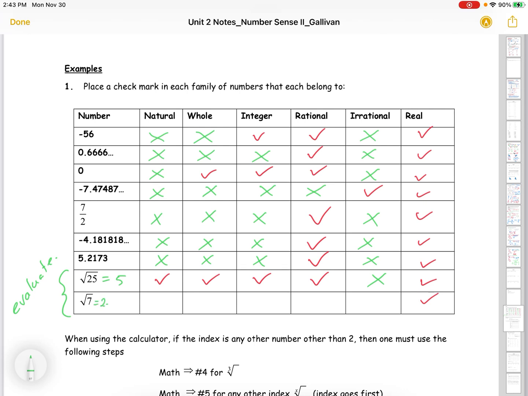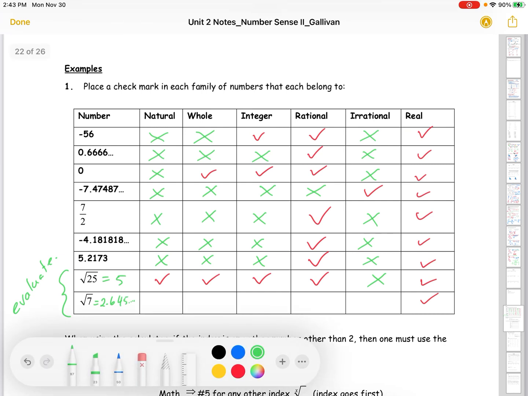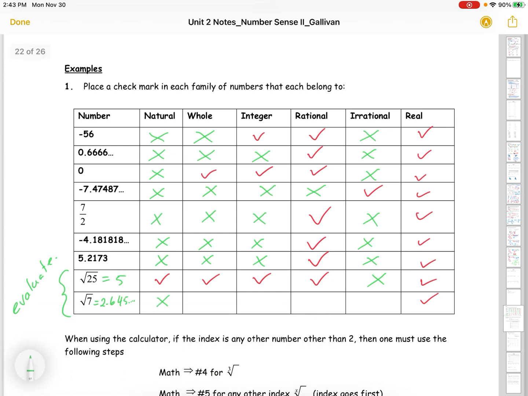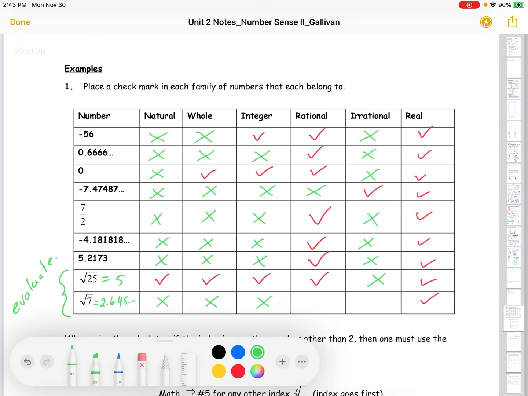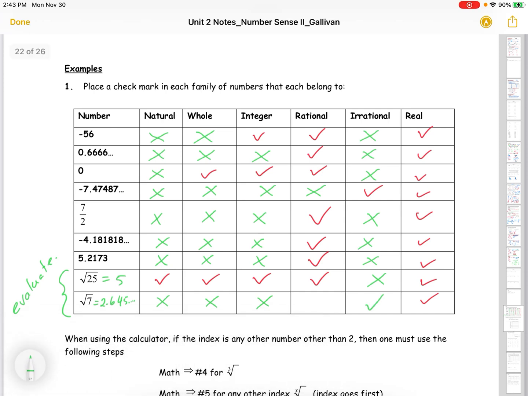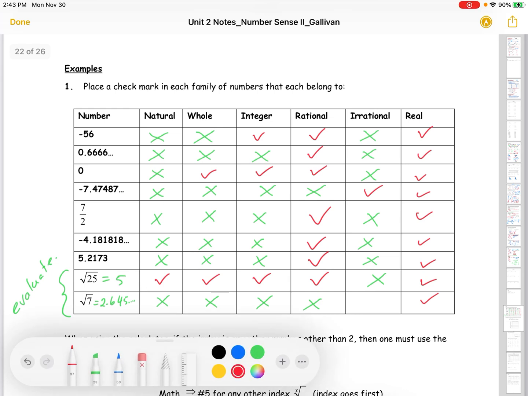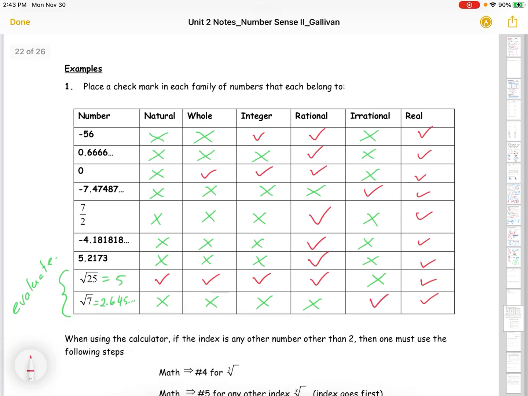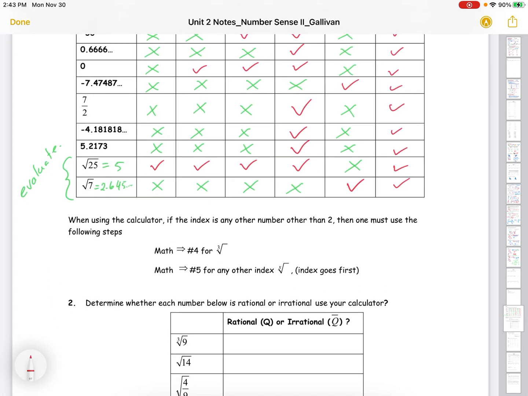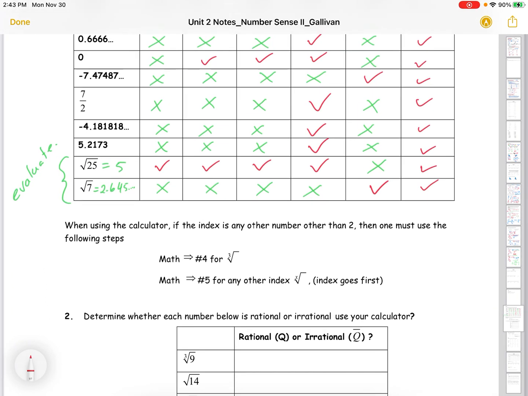When we take the square root of 7, we get 2.645 ... non-repeating decimal. So it's a decimal, so it's not natural, not whole, not an integer. Is it irrational or rational? Well, it's a non-repeating, non-terminating decimal, so it would be irrational. So it would not be rational. It would, however, be irrational. Okay, so there's some sorting out. Use the Venn diagram to help you if you're not sure, to just kind of tell where things fit.